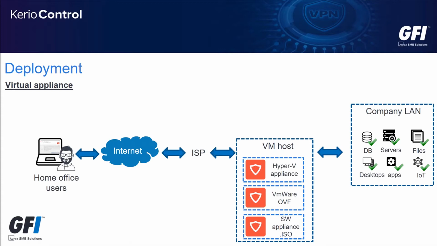Kerio Control supports two major hypervisors, Hyper-V and VMware. For these hypervisors, we already have predefined virtual appliances. If you're not using Hyper-V or VMware, you can still deploy ISO files on your preferred hypervisor or bare metal device.